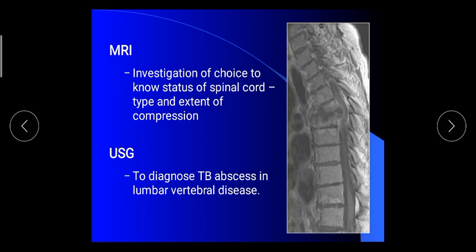MRI. MRI is the investigation of choice when there is spinal cord involvement. This will show the type of compression and the extent of compression. Ultrasound can detect tubercular abscess in lumbar vertebral disease. It can detect psoas abscess.